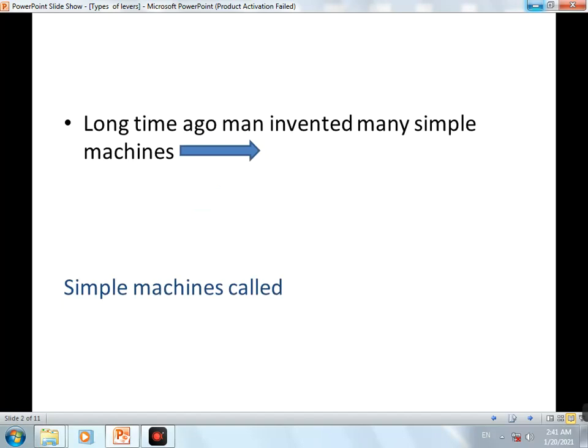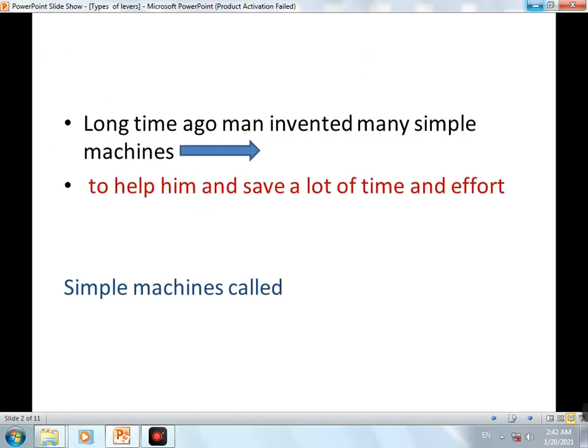A long time ago, man invented many simple machines. Why? To help him and save a lot of time and effort. And these simple machines are called levers. So what are levers? And who invented the levers? The first one that invented the levers was Archimedes.